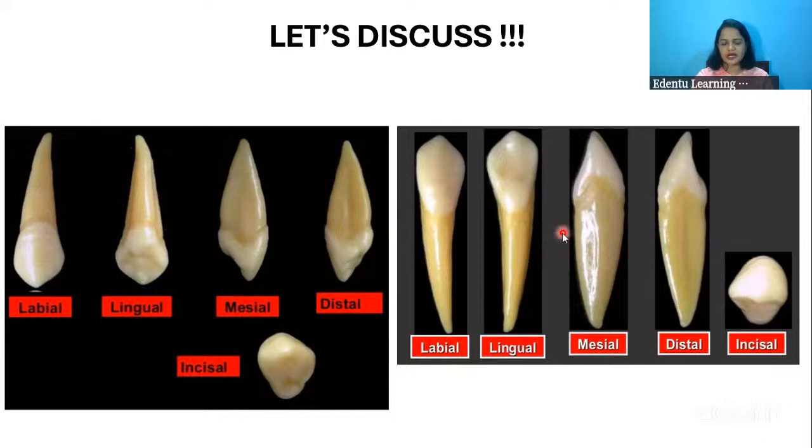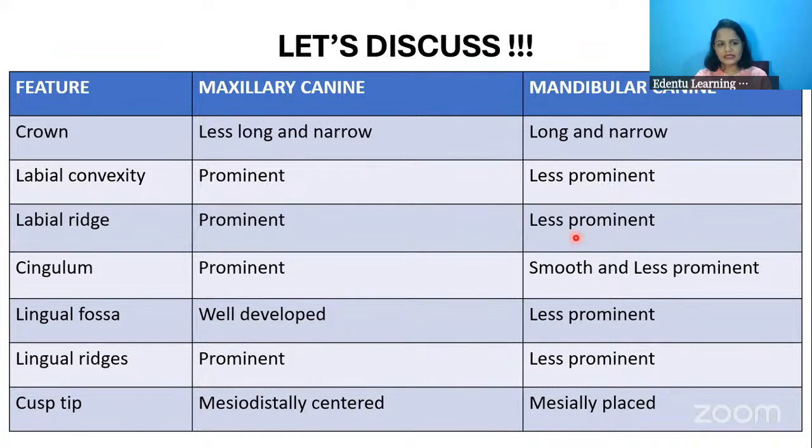All the features of the mandibular teeth will usually be less. The maxillary canine crown is about 1 millimeter shorter than the mandibular canine, and the mandibular canine crown will be long and narrow. Labial convexity will be less prominent in the mandibular canine. The labial ridge will also be less prominent. The cingulum will be smoother in nature. The lingual fossa and lingual ridges are also less prominent.